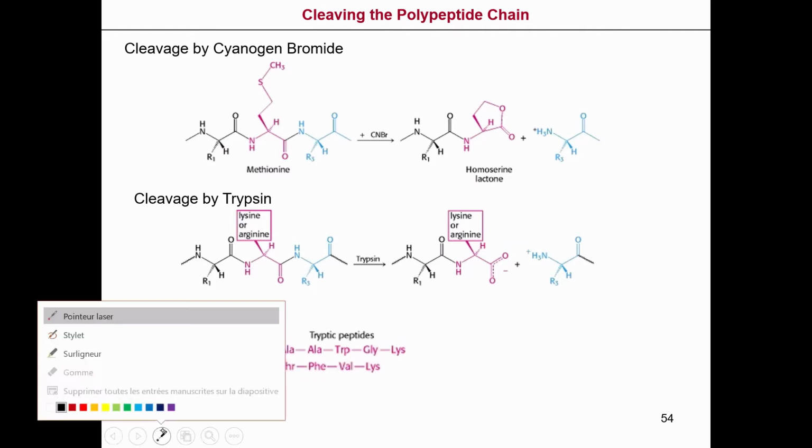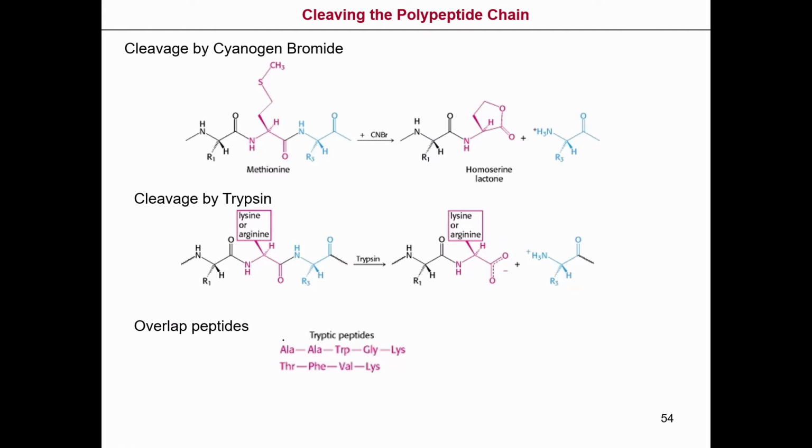So we will have these two peptides, alanine, tryptophan, lysine, and threonine, phenylalanine, valine, lysine. But we don't know which one is the N-terminal residue. Is it this alanine or is it the threonine? We don't know that. So we make another experiment, for example, with cyanobromide.